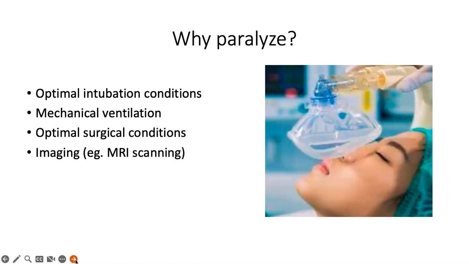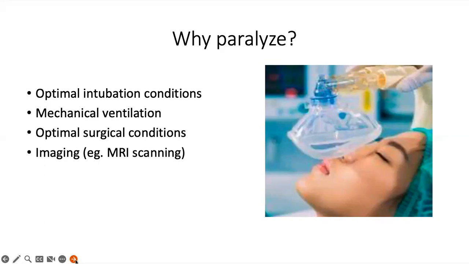Also, we paralyze patients for adequate mechanical ventilation, both in theater and in the intensive care unit. Sometimes you may be struggling to ventilate the patient, so you decide to paralyze them. For optimal surgical conditions, for example in abdominal surgery, if the patient is breathing, the bowel is being pushed down, and the surgeon will not be happy with that, because it makes the surgery difficult, and it becomes difficult to identify structures. So you paralyze the patient for that.